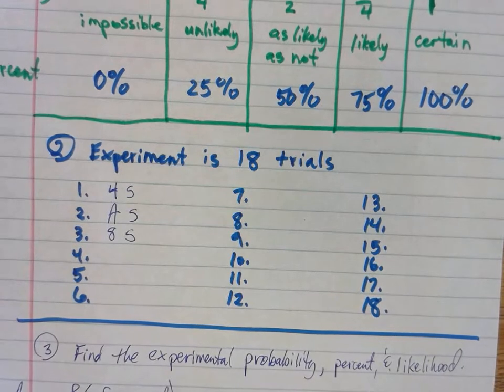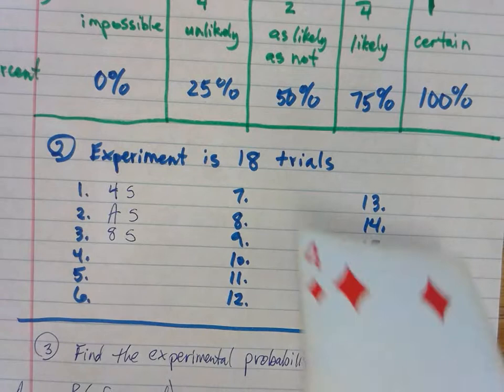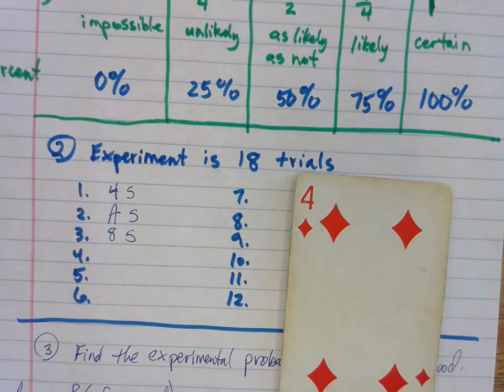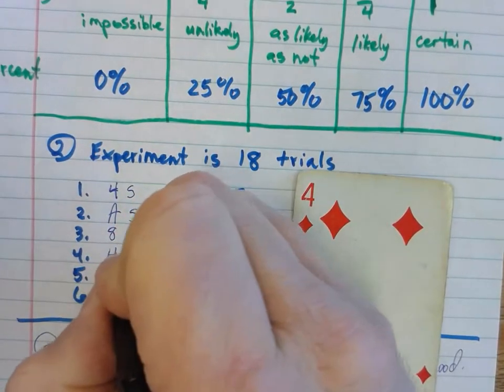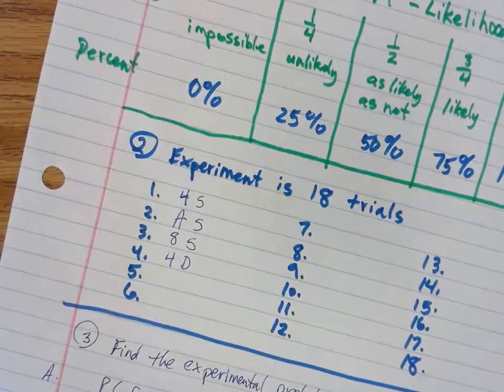And shuffle, shuffle, shuffle. My next one is, let's see, come on out of there, what we got? A 4 of diamonds. So I'm going to write down 4D, 4 of diamonds. All right, that one goes back in the deck, shuffle them around a little bit.